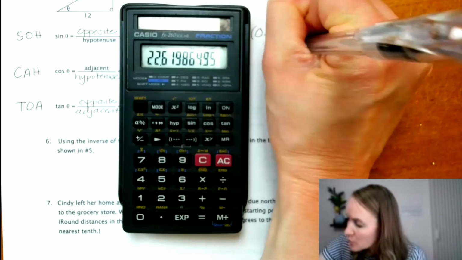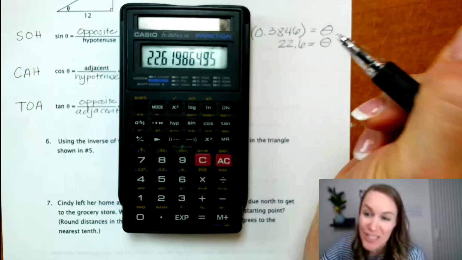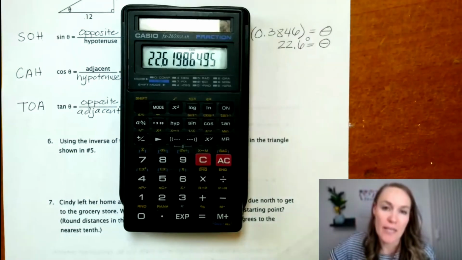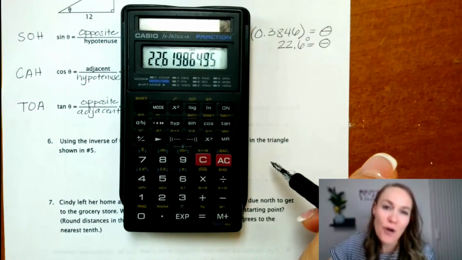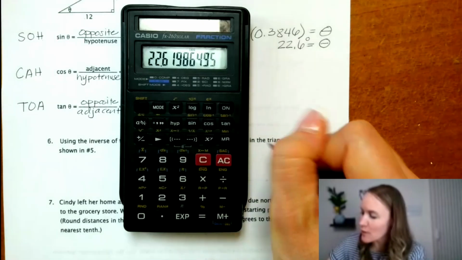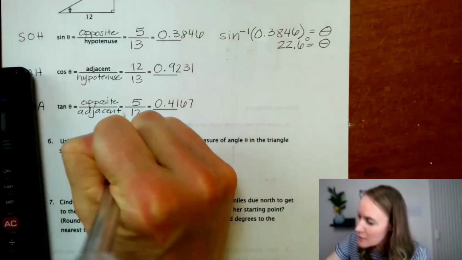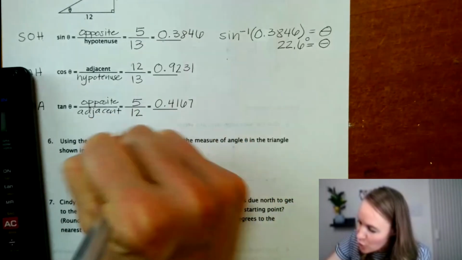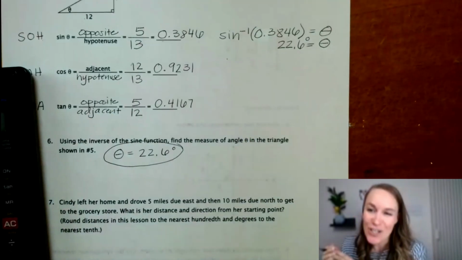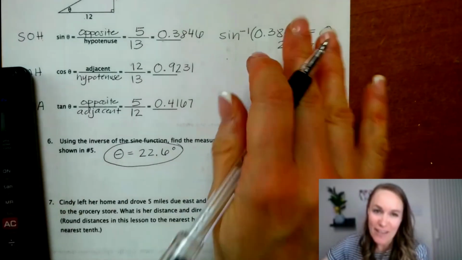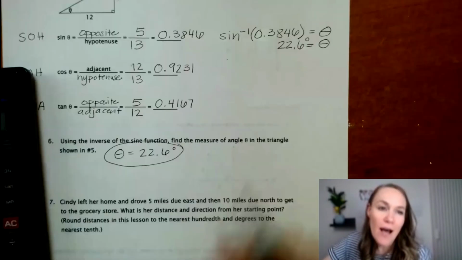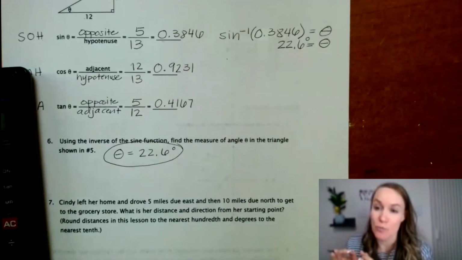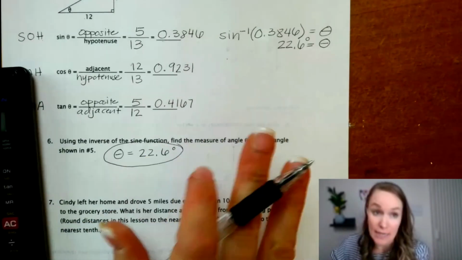So 22.6, and then the degree is that little circle in the superscript, equals theta. So I'm just going to write that, theta equals 22.6 degrees. And that's just going to show my homeschool teacher that I did do that, even though my work is up here. So I actually want to do these for all of them, just so that you get a little bit extra practice, even though the Math You See lesson doesn't ask you to.